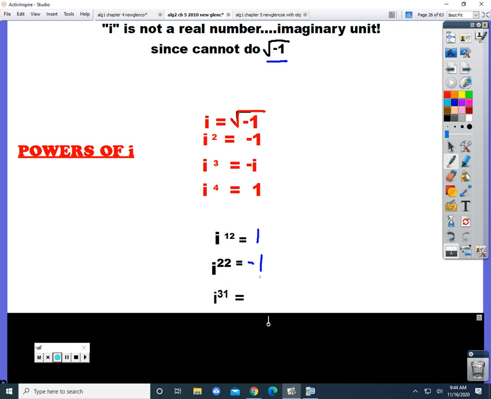So I'll do one more. So we're counting out to 31. So we were here at 22. So 23, 24, 25, 26, 27, 28, 29, 30, 31. We land on i to the 3rd. So that's a -i. So just count them out. They're in a cycle of 4. And these are your 4 options.